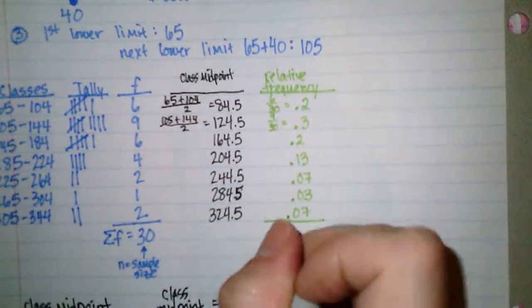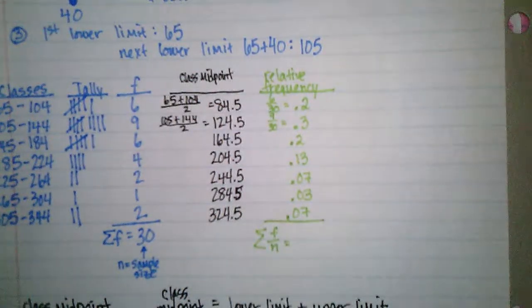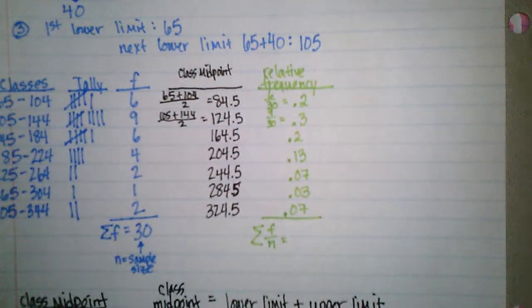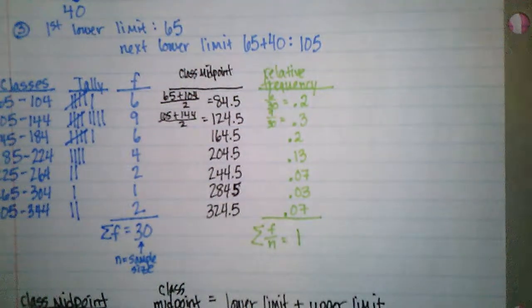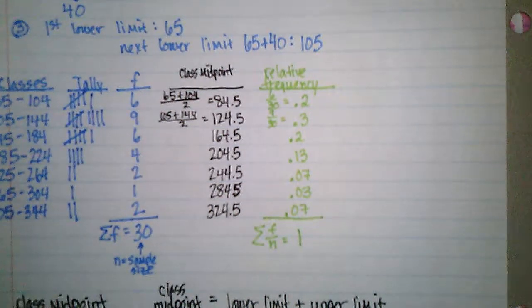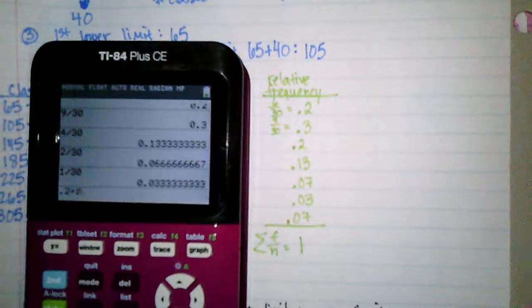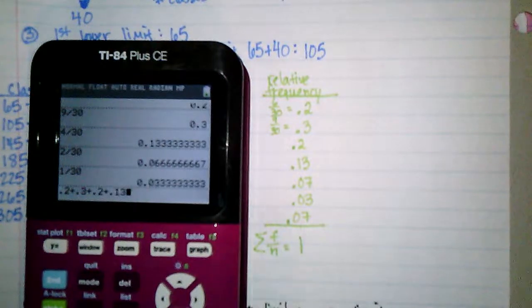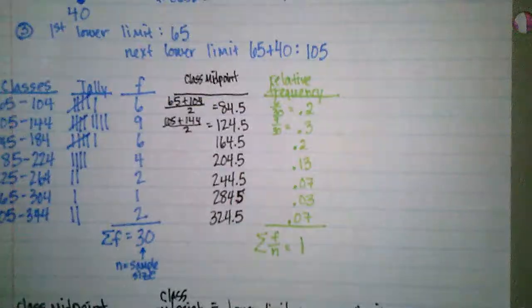Now, if we add this up, the sum of F divided by N, the relative frequency, when we add it all up together should equal 1. Based on rounding, that may or may not happen, but the sum of the relative frequencies should equal 1 when you add them all up. 0.2, 0.3, 0.2, 0.13, 0.07, 0.03. Yes, it does equal 1.